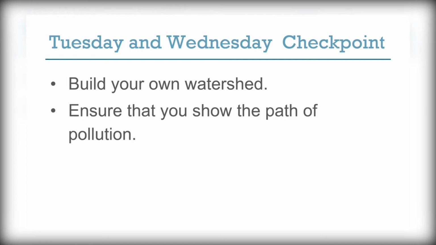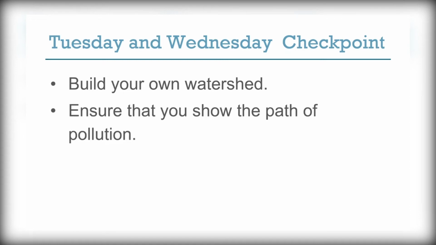Tuesday and Wednesday checkpoint. Build your own watershed and ensure that you show the path of pollution. Utilize materials around your home to help you build a watershed, such as toilet tissue rolls, paper towel rolls, water bottles, a cardboard box, newspaper, paper. Any recyclable materials can be used to build your watershed. As you show your path, use markers to show your path of pollution. You can use construction paper to show your path of pollution.